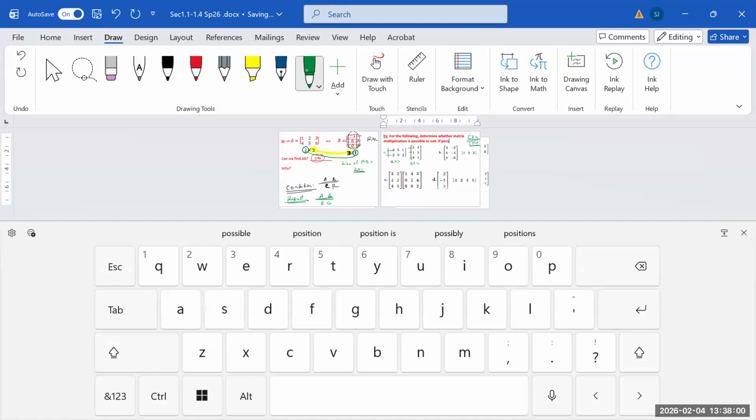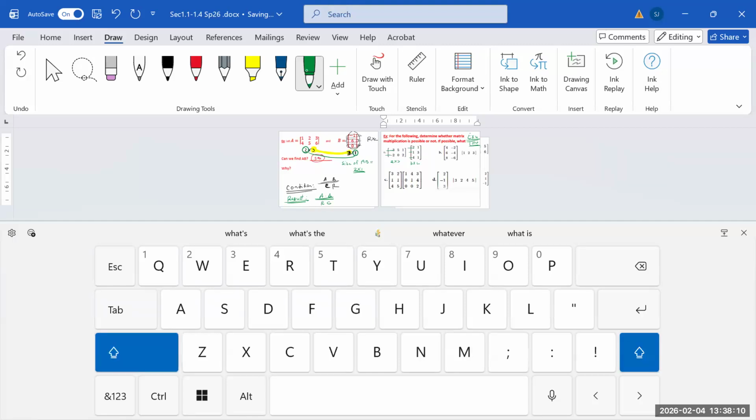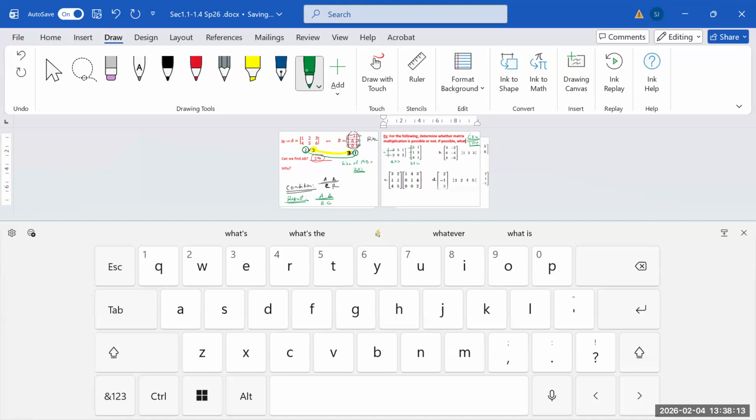If possible, what's the size of the product matrix? Product matrix.